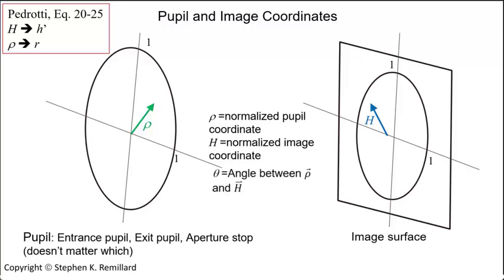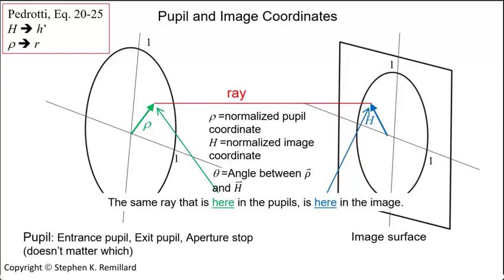Theta is the angle between ρ and h. So what does that mean? Well, imagine a ray traveling from the pupil to the image. The point in the pupil is indicated with ρ, and the point in the image with h, and theta is the angle between them. You wouldn't normally expect theta to be anything other than 0, but an aberrated ray makes a bit of a wrong turn at the pupil, and it can land on the image at the wrong angular coordinate.